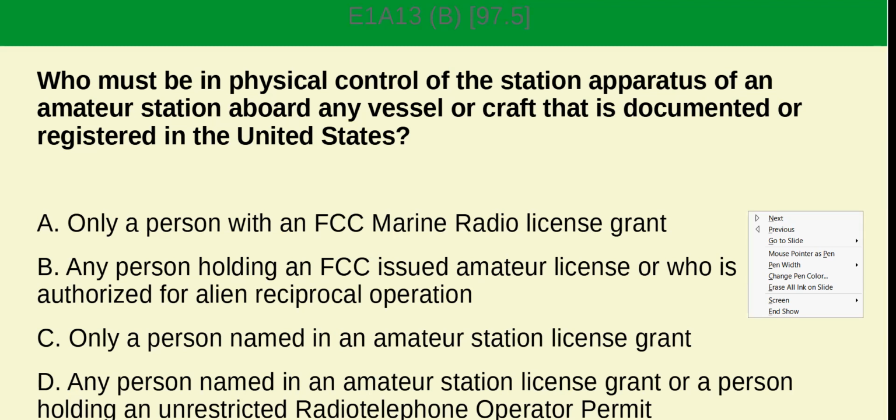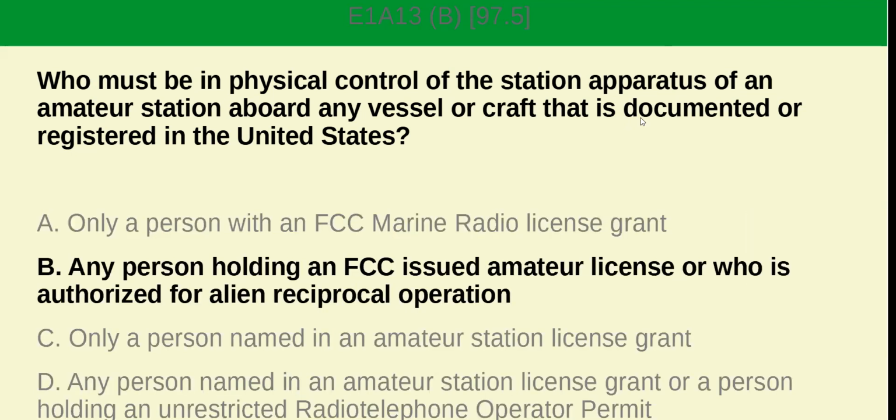Okay. Good point. So who must be in physical control of the station apparatus of an amateur station aboard a vessel or craft that is documented or registered in the United States? Yeah. Aliens can do it. Okay. Those were easy.